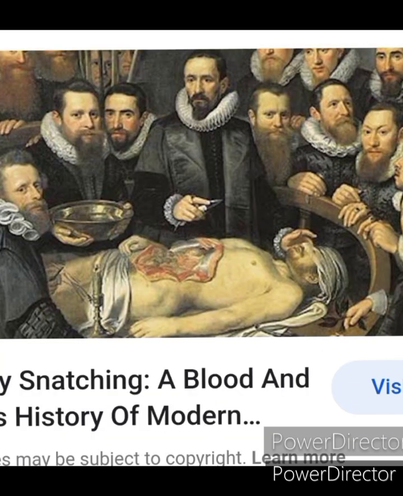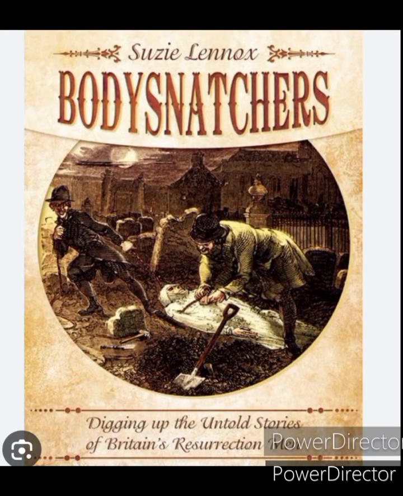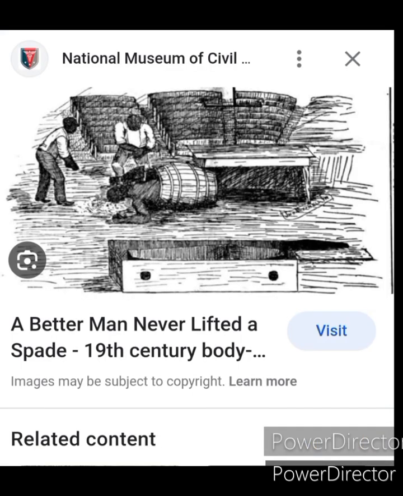So this is Andreas Vesalius, who is explaining. He is considered the father of modern anatomy, and you can see the ages of them. So it's all about how they have been written. There is one person called Susie Lennox. She explained in her book called Body Snatchers, where digging up the untold stories of Britain's resurrection has been explained. They used to consider getting the body a resurrection.